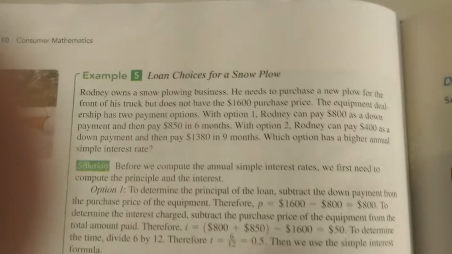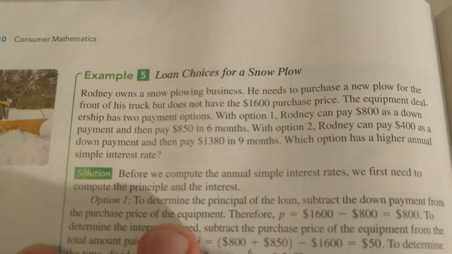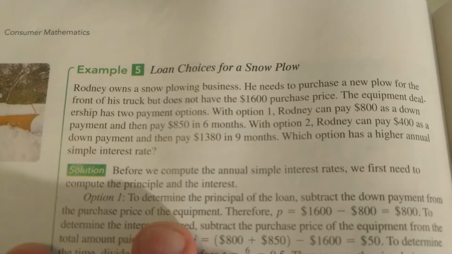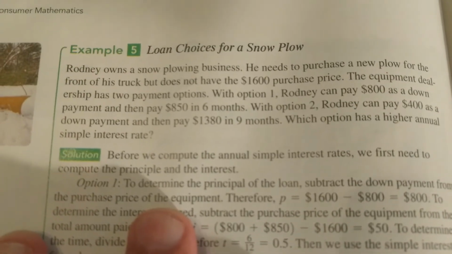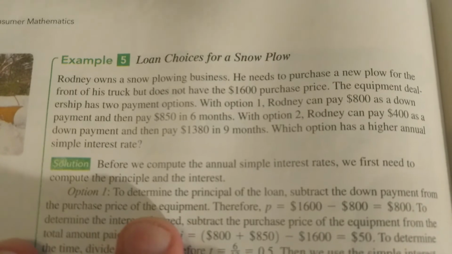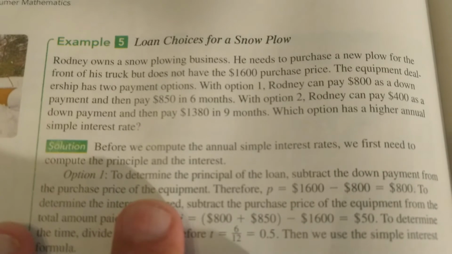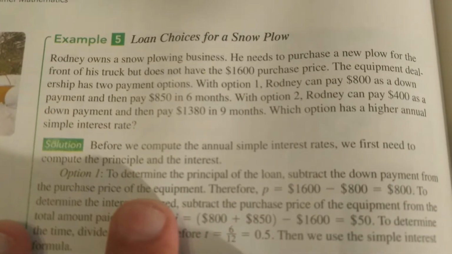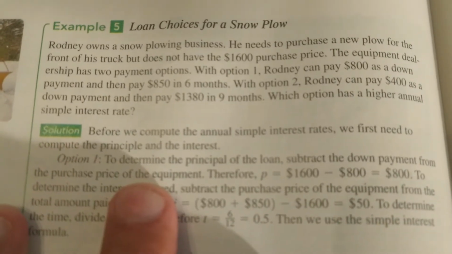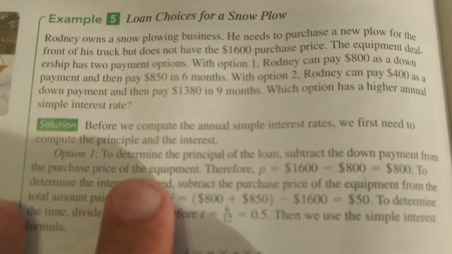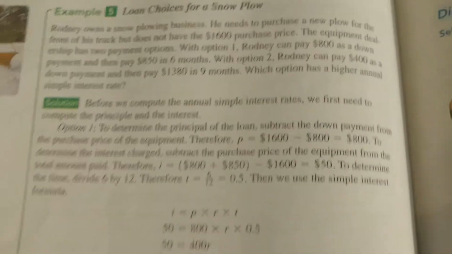Look at example 5. Example 5 says, Rodney owns a snow plowing business. He needs to purchase a snow plow for the front of his truck, but does not have the $1,600 purchase price. The equipment dealership has 2 payment options. Option 1, Rodney can pay $800 as a down payment and then pay $850 in 6 months. With option 2, Rodney can pay $400 as a down payment and then pay $1,380 in 9 months. Which option has a higher annual interest rate?